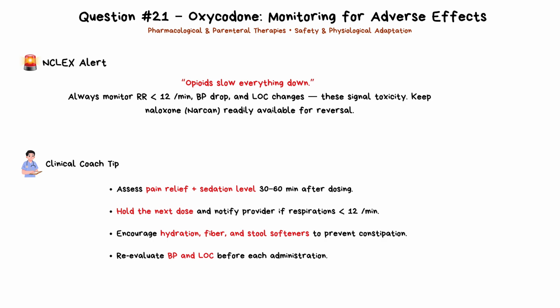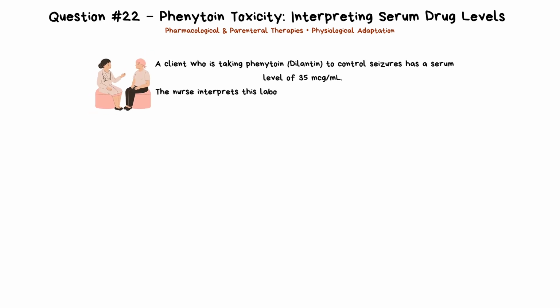All right, that completes question 21. Let's move on to the next section of our review. Here's a drop-down Cloze question that tests your ability to connect lab values with clinical findings. Scenario: a client taking Phenytoin, Dilantin, to control seizures has a serum level of 35 micrograms per milliliter. The nurse interprets this laboratory value as blank 1 and expects to observe blank 2 in the client.